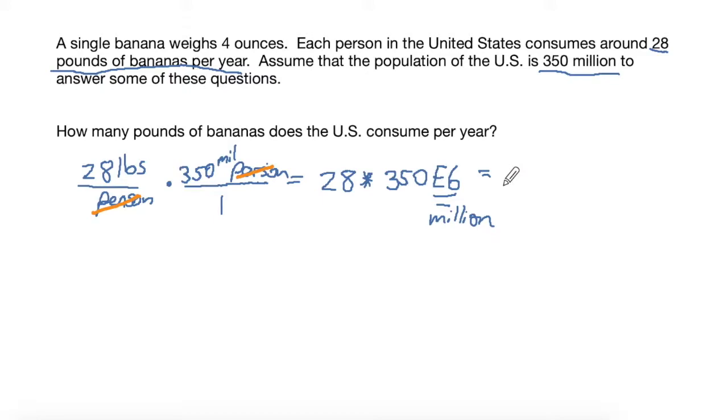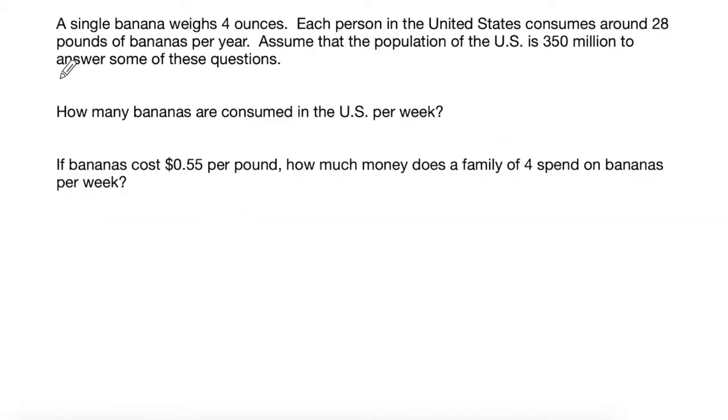So let's see here. 28 times 350 E6. So this turns out to be, in scientific notation, 9.8 E9. So this E9 represents billion. So there are 9.8 billion pounds of bananas consumed every year. Sounds like a lot. All right, so this one's actually kind of tricky.